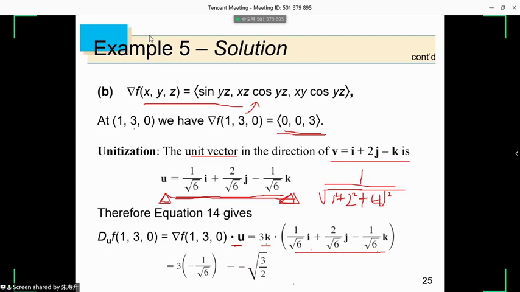Sir, I didn't get the last two steps. Here we get this one, 0, 0, 3. This means 0 times i plus 0 times j plus 3 times k. Okay, now I got it. Everyone is okay for this one?